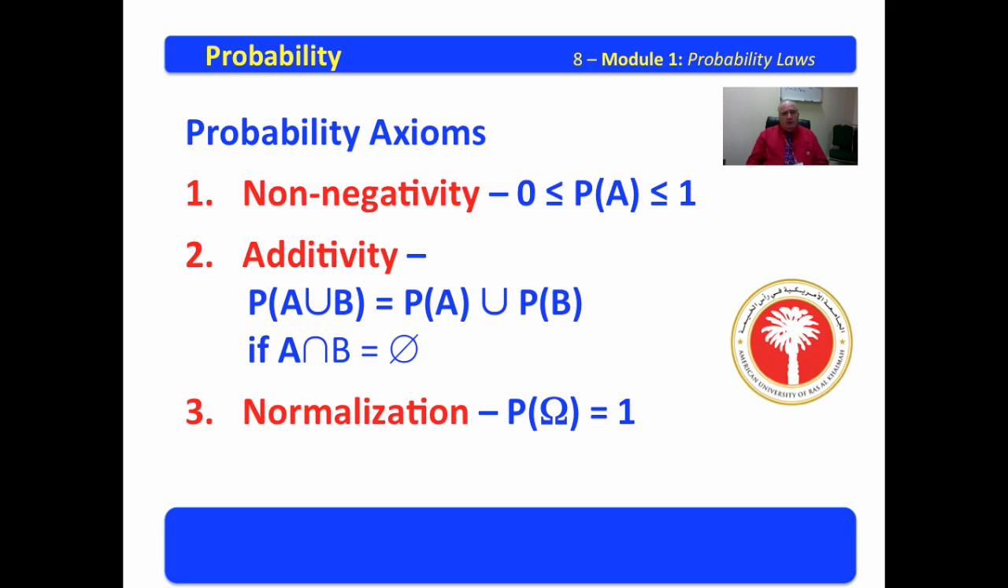Now, normalization: the probability of the universe happening is 1 or 100%. And then the probability that nothing happens, the empty set, is 0. All this really says is that probability ranges from 0 to 100%. And that's what we've said about it here. The probability runs from 0 to 1 or 0% to 100%.